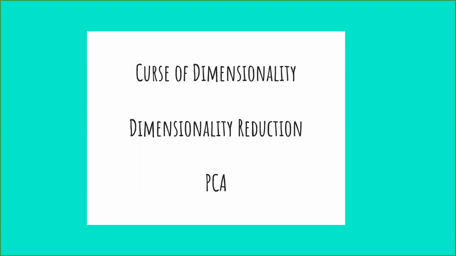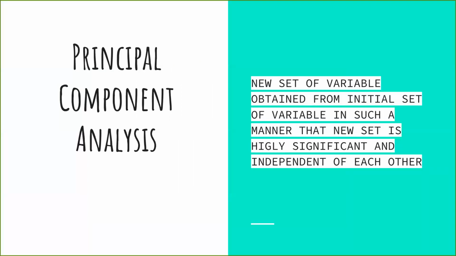So what we want to do is to reduce the dimensions of the data but still keep the information with us. There are various dimensionality reduction techniques for this. PCA is one of them. PCA means principal component analysis. This gives us a new set of variables which are obtained from the initial set of variables in such a manner that the new set is highly significant and independent of each other, right?